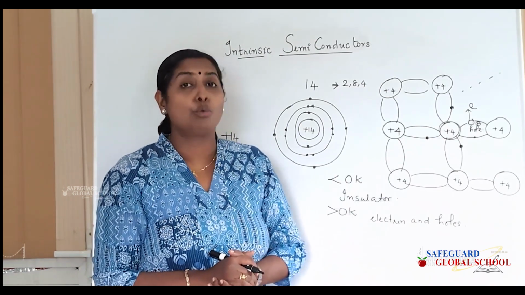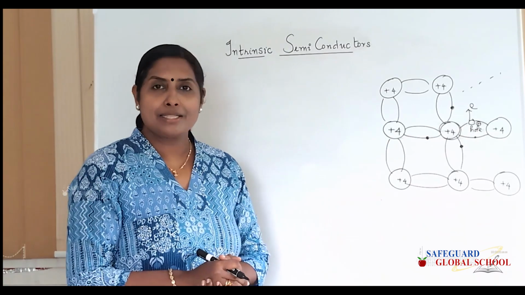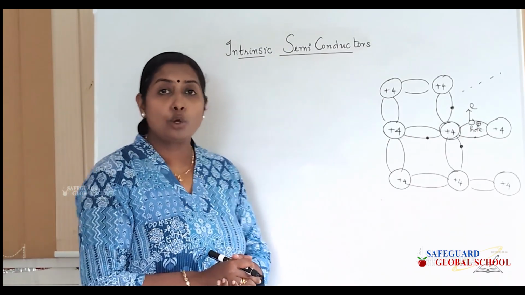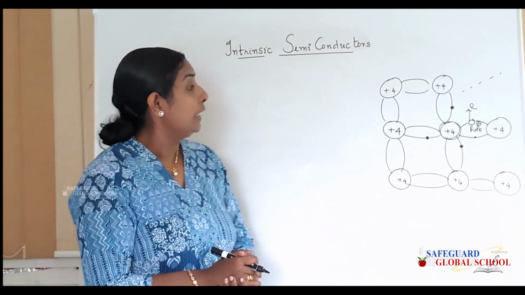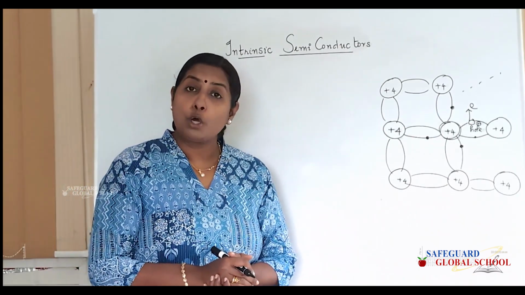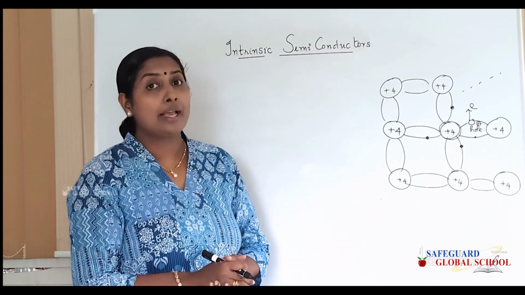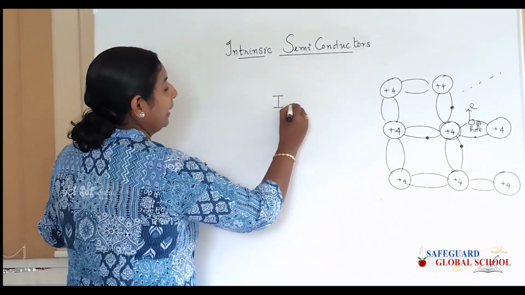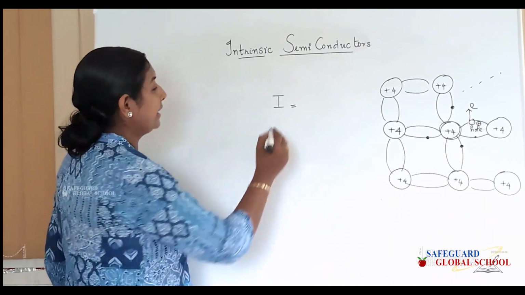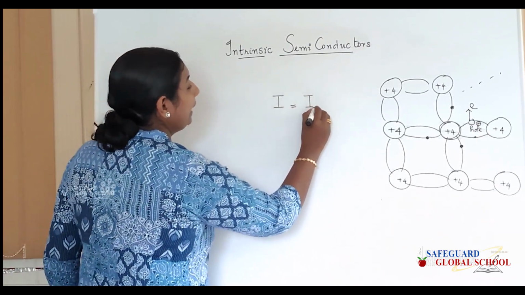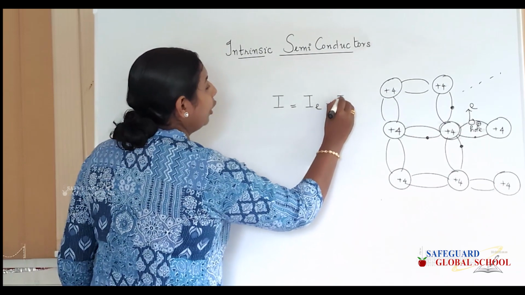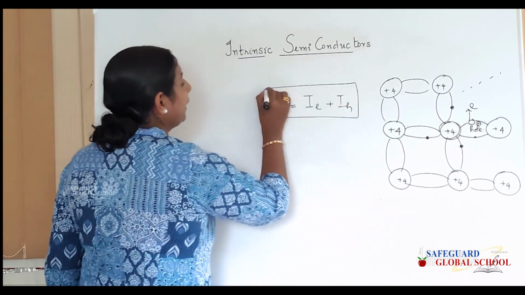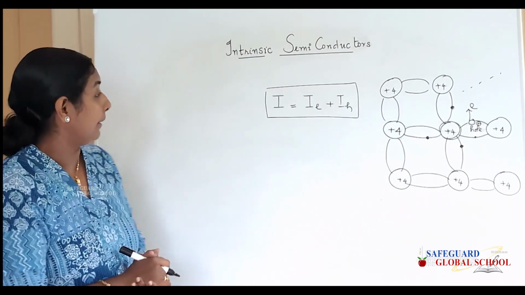is 1:1. Now, let us discuss the total current in an intrinsic semiconductor greater than 0 Kelvin. Since we have discussed that the electrons and the holes both contribute equally because they are equal in number, the total current I in an intrinsic semiconductor greater than 0 Kelvin will be the electronic current plus the hole current. The total current is contributed by electronic current and hole current.